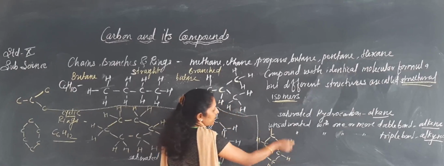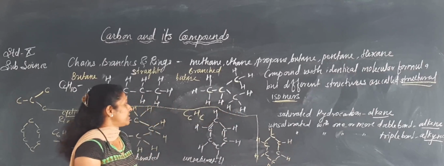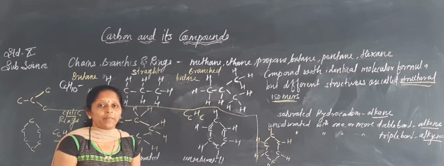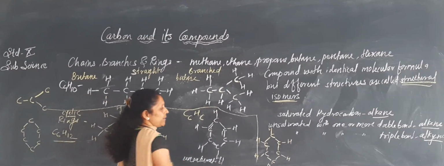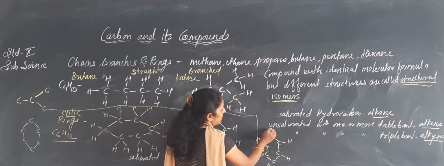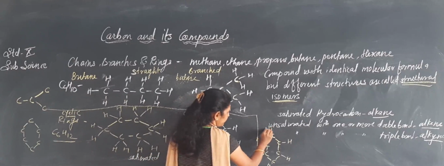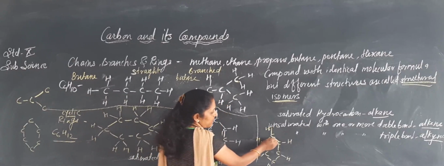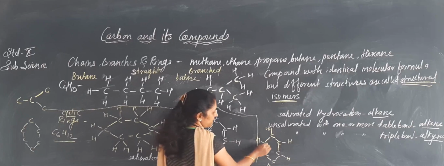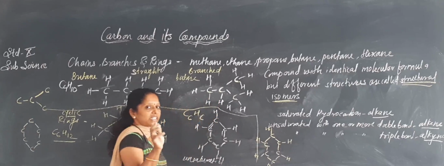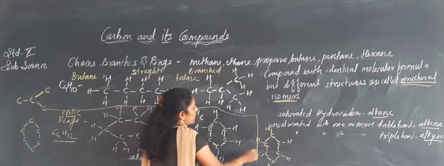Then 2, 3, 4, 5, 6. Now we have to check that we are satisfied that each carbon atom is tetravalent, whether hydrogen is there or not. Here carbon 1, 2, 3 are there. Here also 1, 2, 3. We want 4 for each carbon atom, so you should draw that.